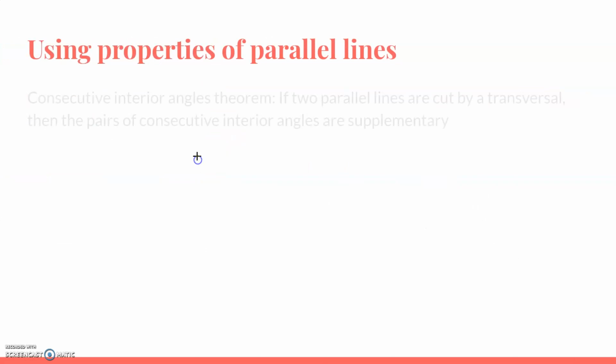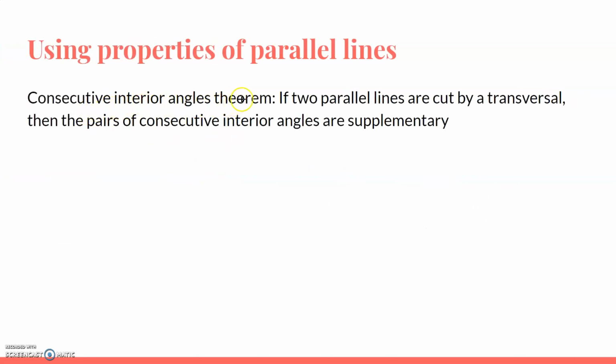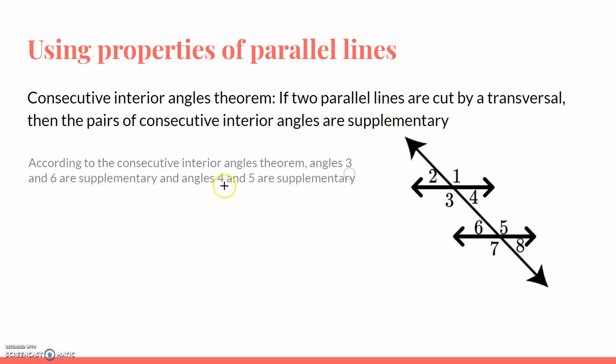And then lastly, the consecutive interior angles theorem. If two parallel lines are cut by a transversal, then the pairs of consecutive interior angles are supplementary, not congruent. So for example, in this, angles 3 and 6 are supplementary because they are consecutive interior angles, and then angles 4 and 5 are supplementary because they are consecutive interior angles.